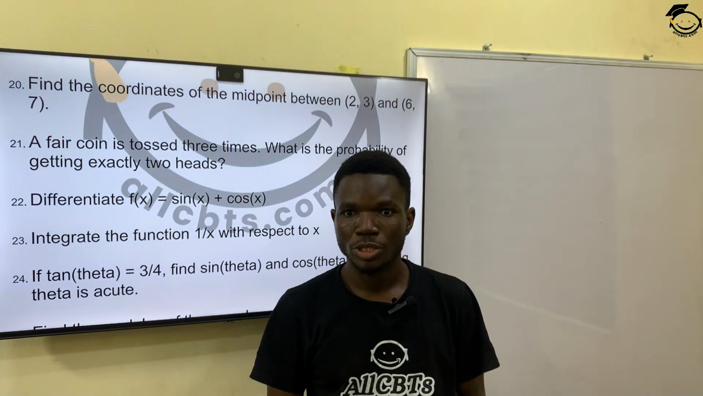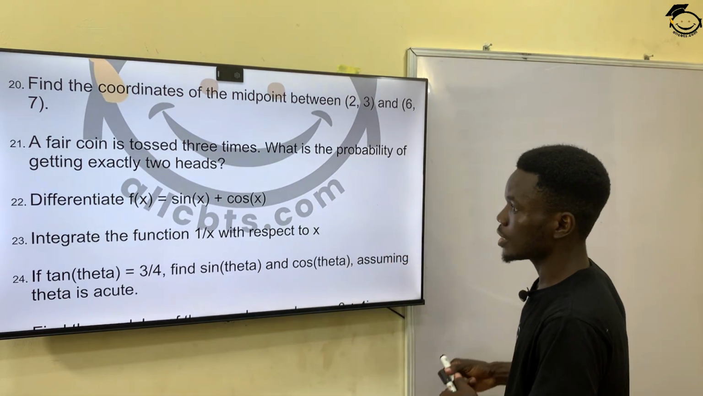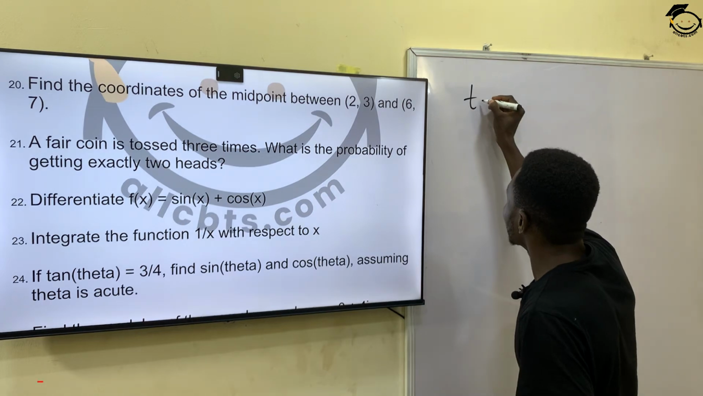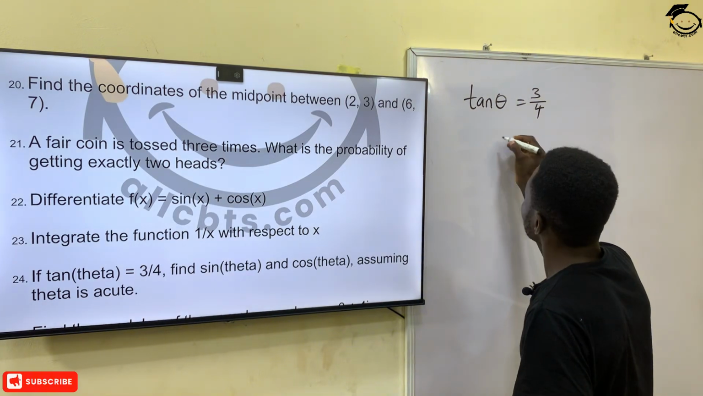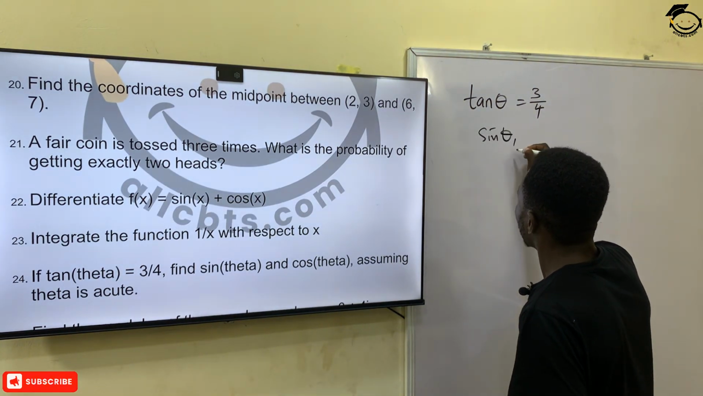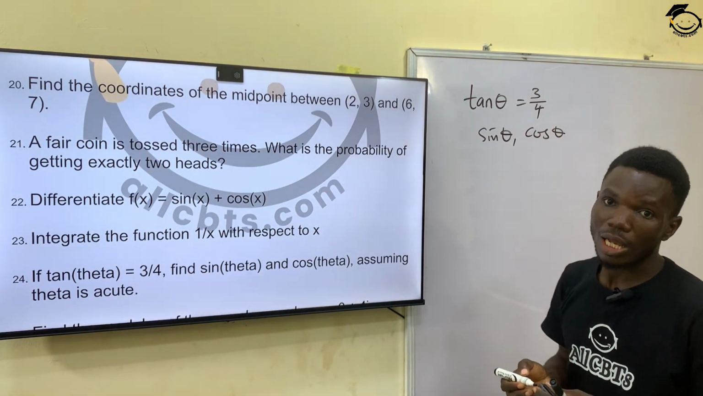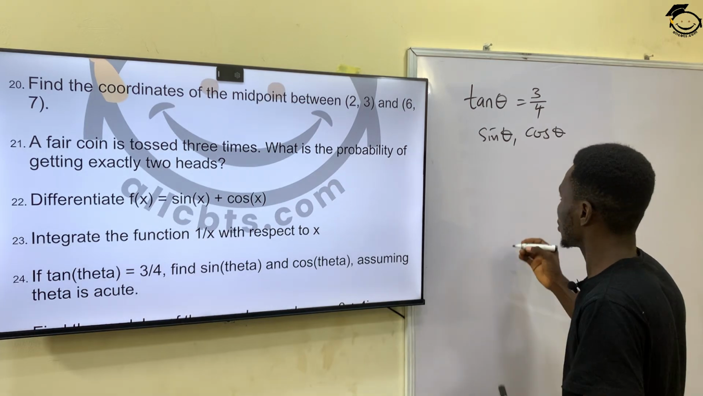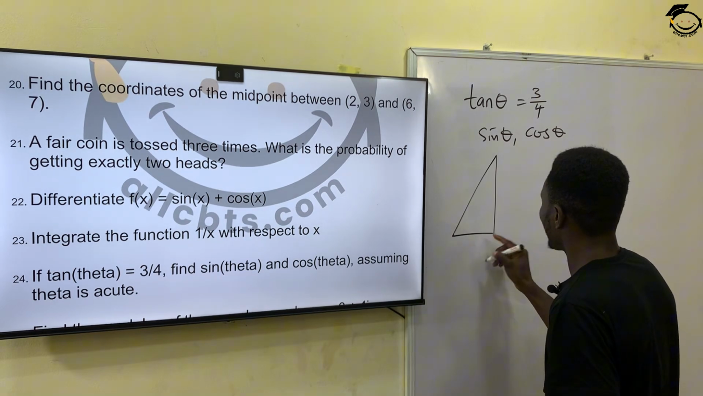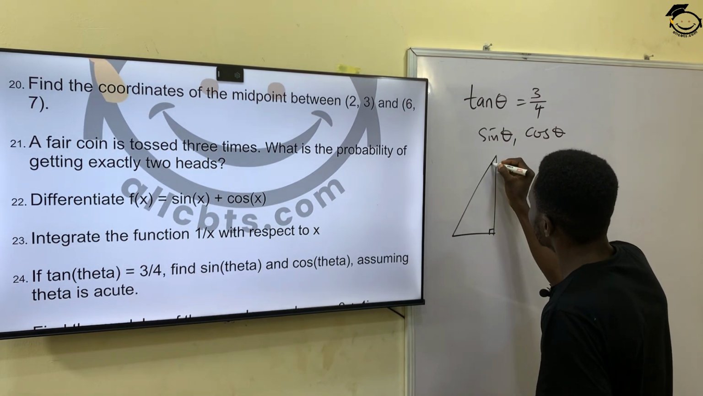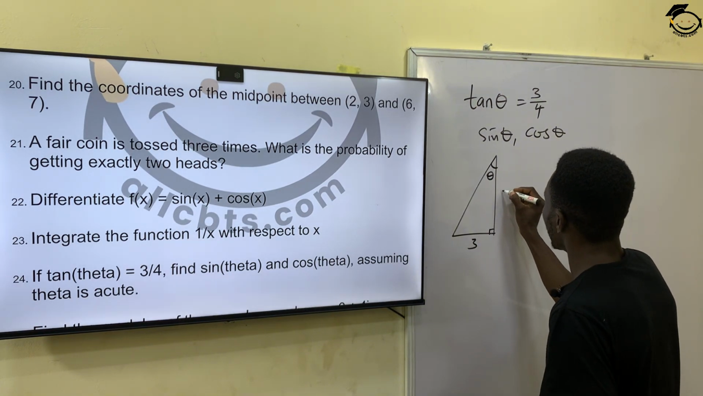Moving on to the next question, which is question number 24. It says, if tan theta is equal to 3 over 4, fine. So we're looking for sine theta, and we're also looking for cos theta, assuming that theta is acute. An acute angle is an angle that is less than 90 degrees. So I'm going to draw my right angle triangle and input my values. If here is theta, automatically it means that my opposite will become 3 and my adjacent will become 4.